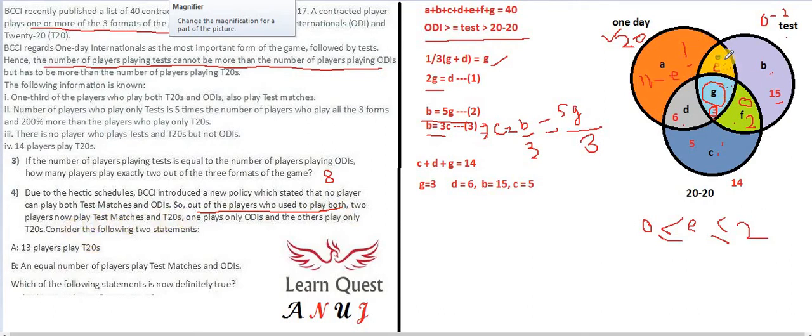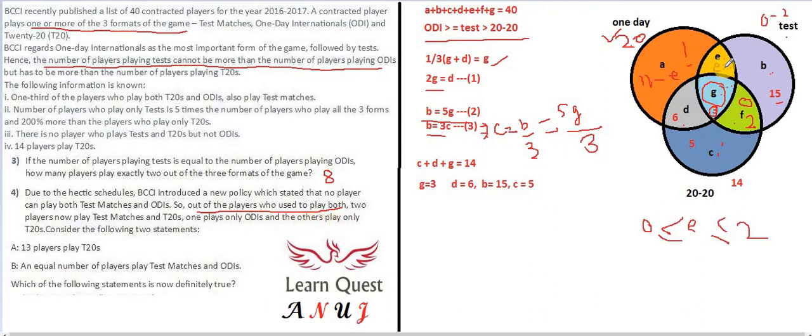So who used to play both, there you are considering E and G both. Okay, now in G3 we are there. So first I am distributing these three. So two players now play test matches and T20. So those two came here, and one plays only ODI. So that one came here.